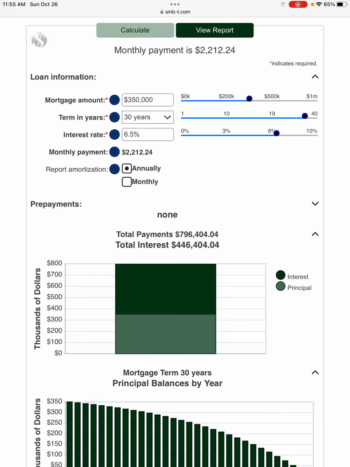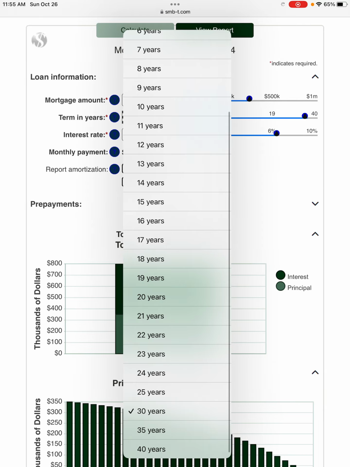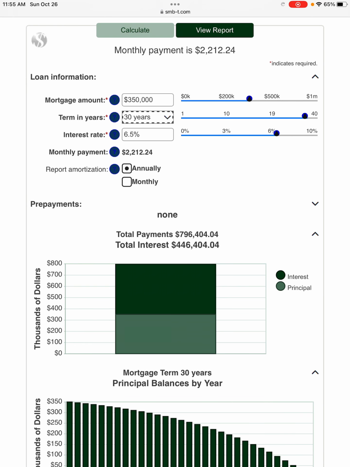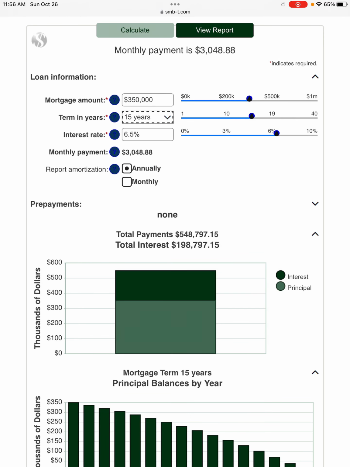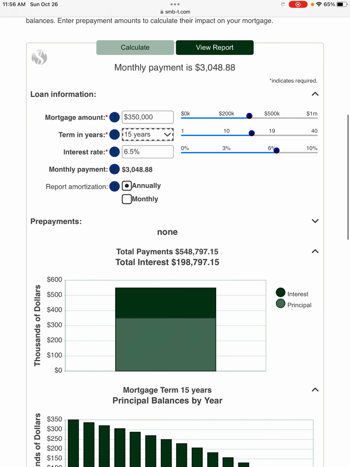Now, you can shave off some of that interest by maybe changing the terms. Maybe you're willing to pay it off in 15 years. Before I select 15 years, notice that my monthly payment is $2,212. As I select 15 years, something's going to change. Let's see if it will just recalculate. It did. Now I have a $3,000 payment that I have to make.